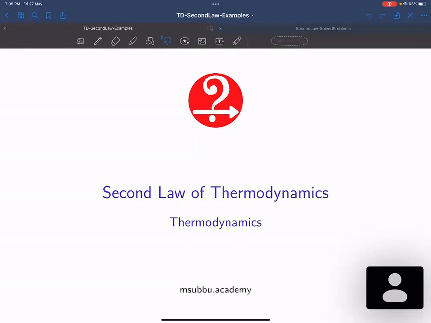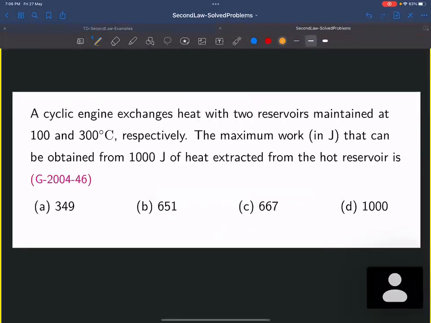Okay. From this point we'll start. Typical representative problems from the second law of thermodynamics that we are going to see. Okay, I have taken these problem sheets here. The first one is a very simple kind of problem, about finding the maximum work that can be obtained from a heat engine. The cyclic engine exchanges heat with two reservoirs maintained at 100 and 300 degrees Celsius respectively. What is the maximum work that can be obtained from the extraction of 1000 joule of heat from the hot reservoir?